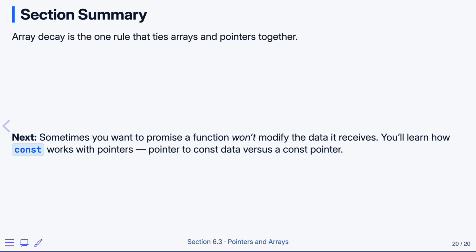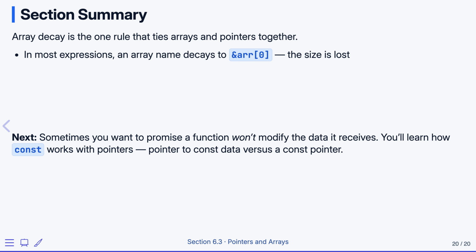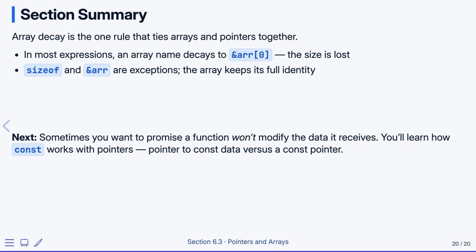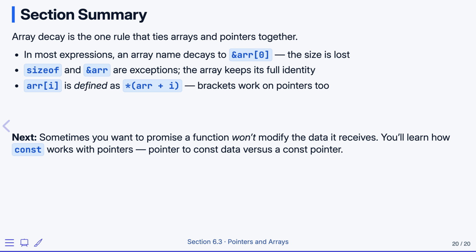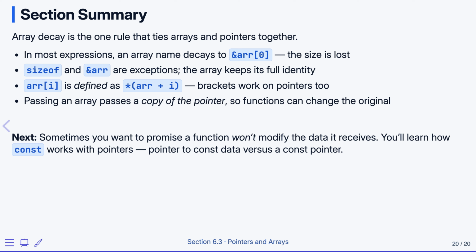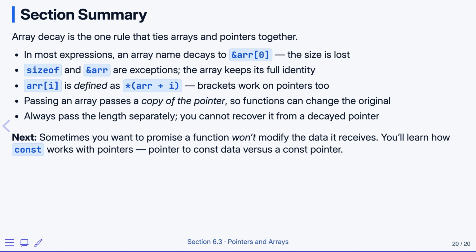Let's recap. Array decay is the one rule that ties arrays and pointers together. In most expressions, an array name decays to &r of 0, and the size is lost. Sizeof and &r are exceptions, where the array keeps its full identity. R of I is defined as star of r plus I, so brackets also work on pointers. Passing an array passes a copy of the pointer, which is why functions can change the original array. And always pass the length separately, because you cannot recover it from a decayed pointer.